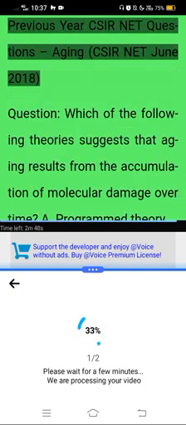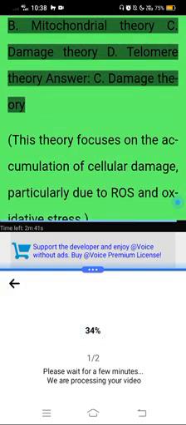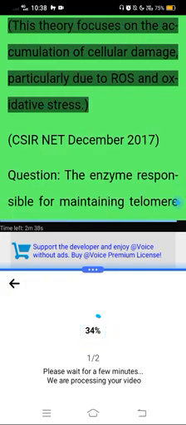Previous year CSIR-NET questions. Aging. CSIR-NET June 2018. Question. Which of the following theories suggests that aging results from the accumulation of molecular damage over time? A. Program theory. B. Mitochondrial theory. C. Damage theory. D. Telomere theory. Answer. C. Damage theory. This theory focuses on the accumulation of cellular damage, particularly due to reactive oxygen species and oxidative stress.